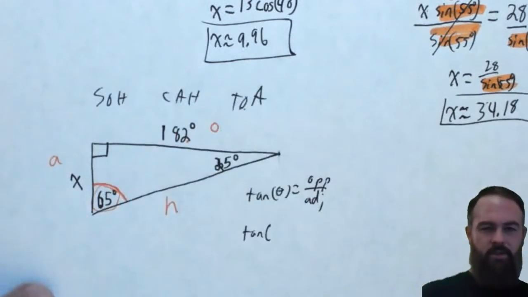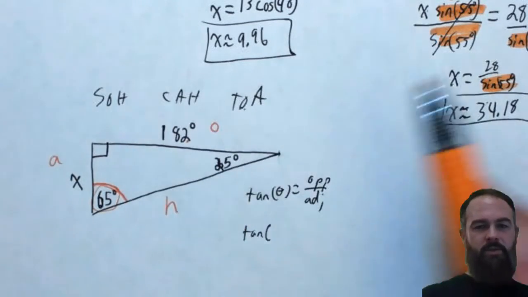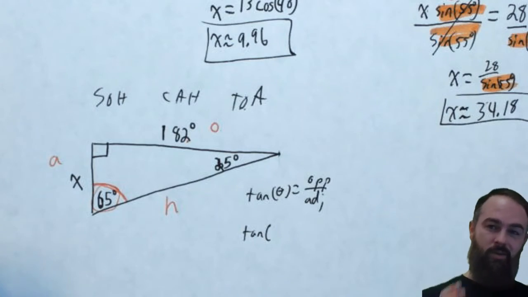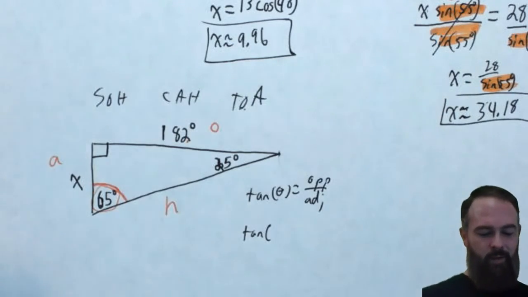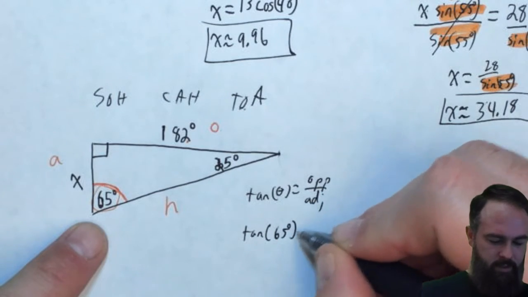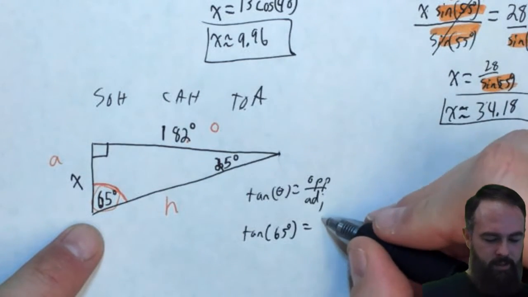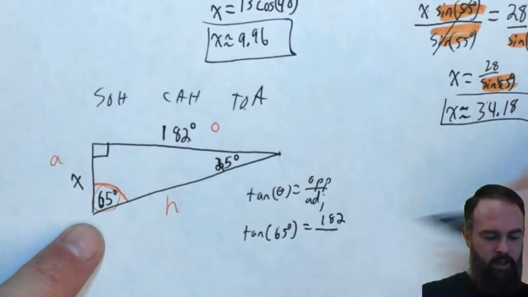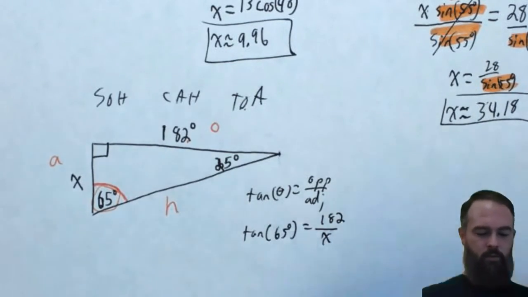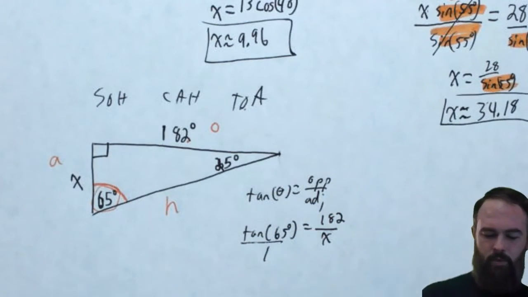I'm going to choose to use this 65. Here's adjacent. Here's opposite. I could have done it the other way around. You get the same answer. If you don't believe me, double check it on your own. You'll get the exact same answer. All right. So theta, our angle is 65 degrees. Equals opposite is 182 divided by adjacent, which is x. All right. Over 1. Let's cross multiply and divide.